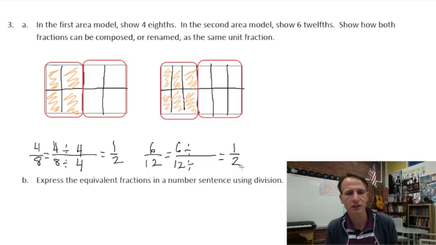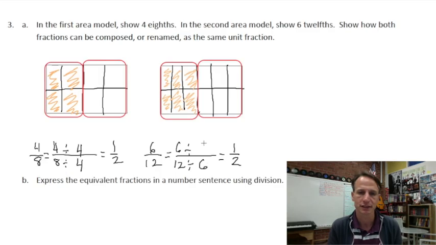What's the relating factor between 12 and 2? 12 divided by what is 2? Yes, 6. 6 divided by 6 is 1. 12 divided by 6 is 2. Number 3 is done. Let's go on to number 4, the last one. Homework time is almost done.